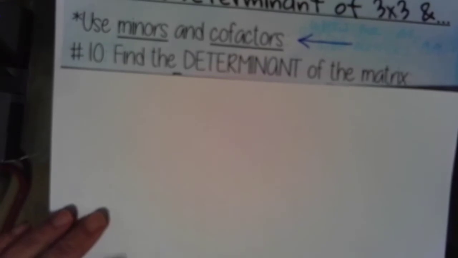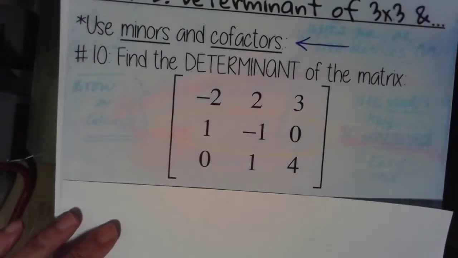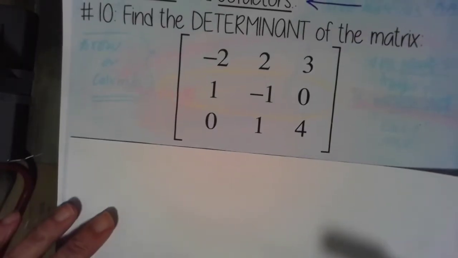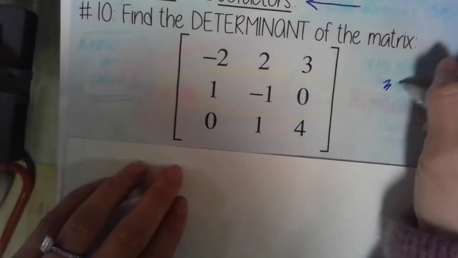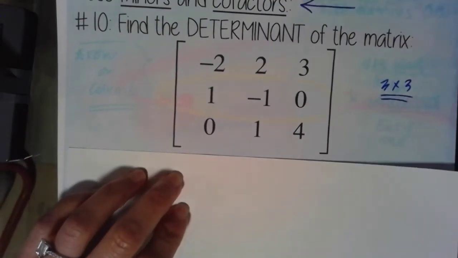Number 10, find the determinant of this matrix given. You're right, this is a square matrix, so it has a determinant. And it is a 3 by 3 matrix, okay? All right, so we're going to find the determinant of this 3 by 3 matrix.